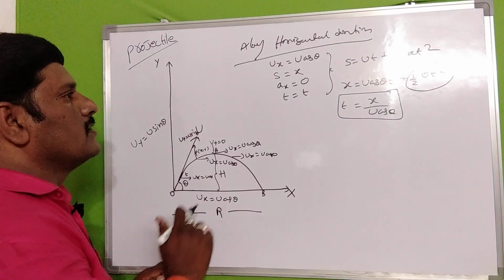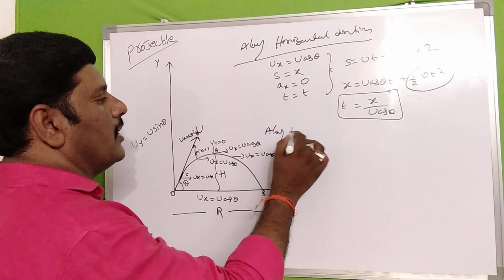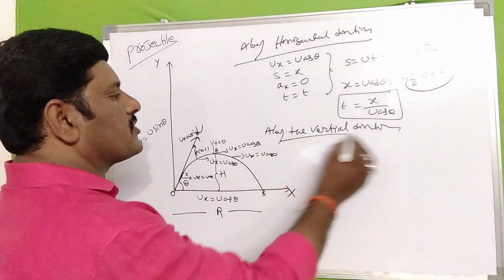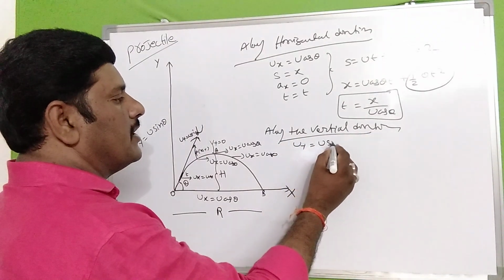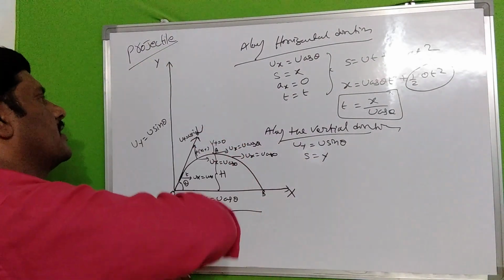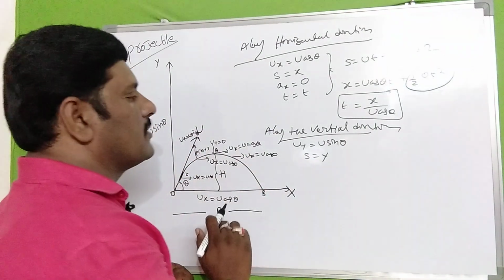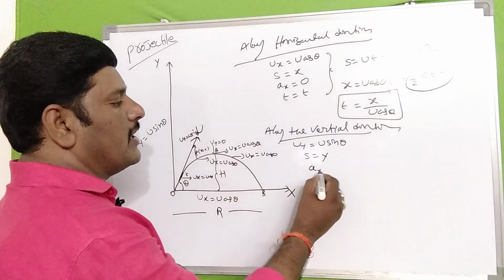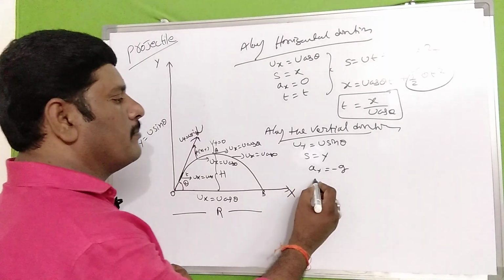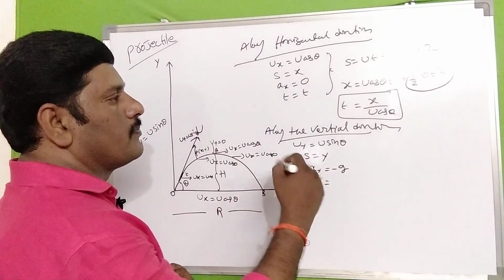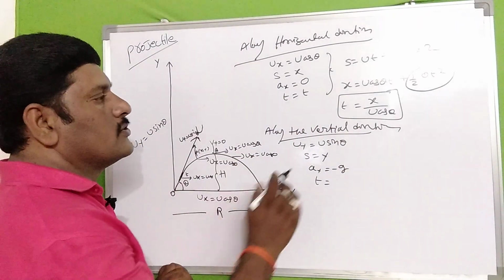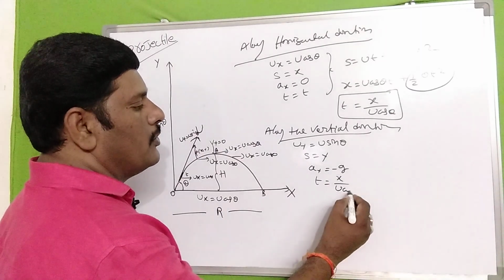Now we consider the vertical direction. Along the vertical direction, the initial velocity of the body is u sin theta. Already we know that S is the displacement along the vertical direction, taking the y direction, so the displacement can be written as y, and a_y along the vertical direction is acceleration equal to minus g. Already we know the time t, from the relation, is independent of time for the parabola. So we can write t equal to x by u cos theta.